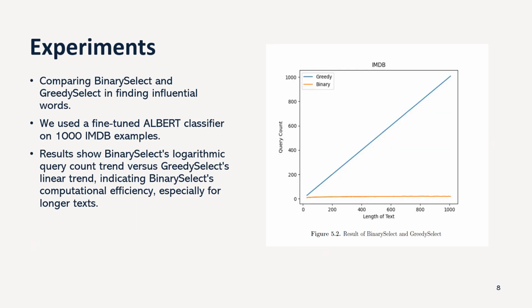The initial experiment that we ran on binary select versus greedy select was a simple experiment where we compared binary select and greedy select in finding the most influential word, where we used a fine-tuned ALBERT classifier on a 1000 data set of IMDb. Results show binary select's logarithmic query count trend versus greedy select's linear trend, indicating binary select's computational efficiency, especially for longer text. This makes binary select more suitable for practical application, maintaining stable query count regardless of the input size.